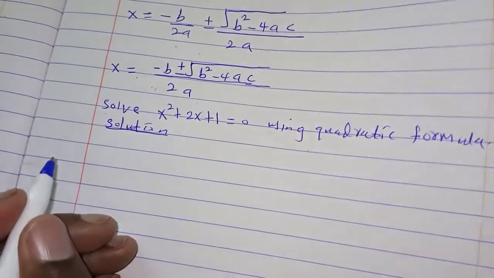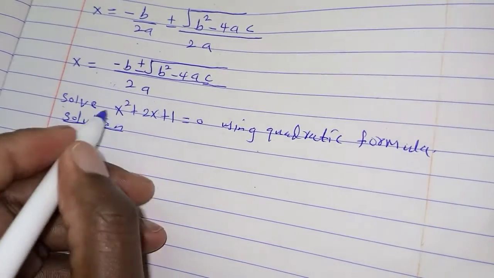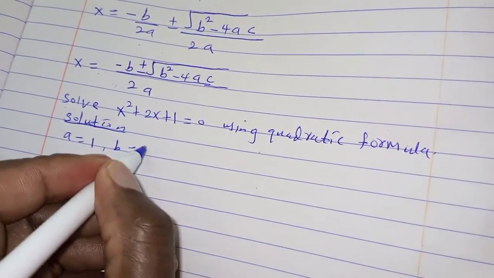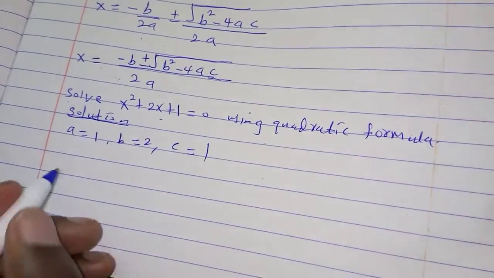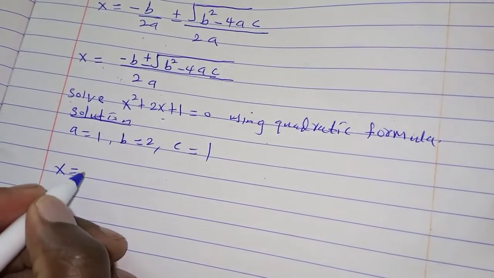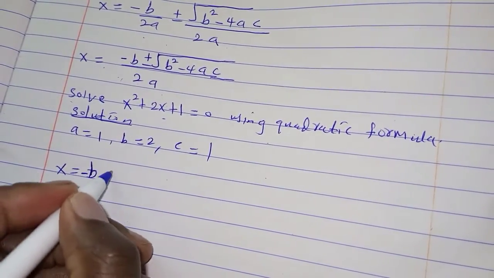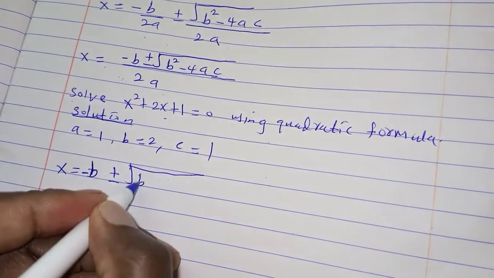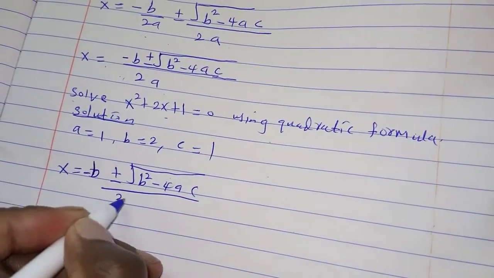So to do that, first of all, identify what our a is. Our a in this equation is 1. Our b is equal to 2. And our c is equal to 1. Then write your formula. x is equal to minus b plus or minus the square root of b squared minus 4ac, divided by 2a.